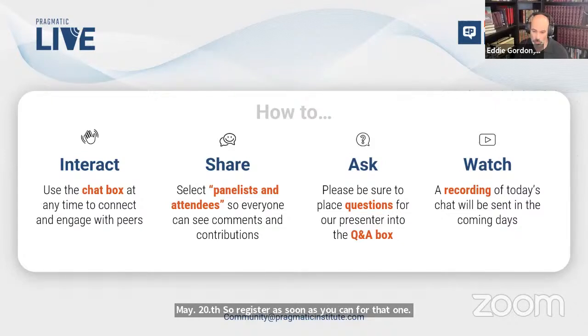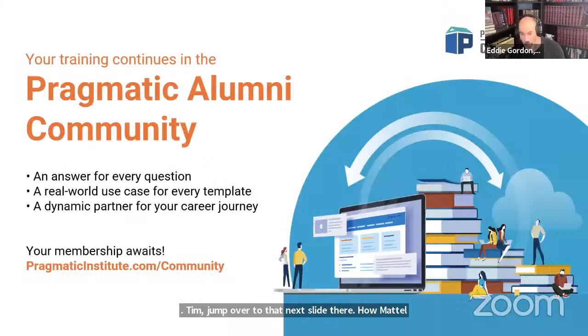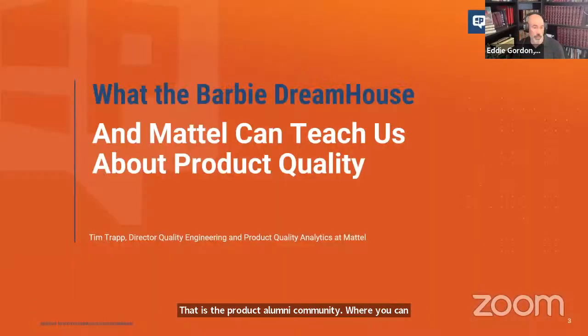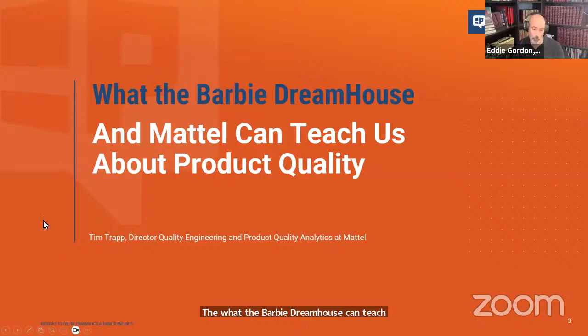And let us now move on to our next slide. Today, we're talking about product quality. The topic is what Mattel can teach us about how to implement key product strategies for gaining competitive advantage and driving brand loyalty. That is the product alumni community where you can find lots of resources. And here we have the topic for today, what the Barbie Dream House can teach us about product quality.